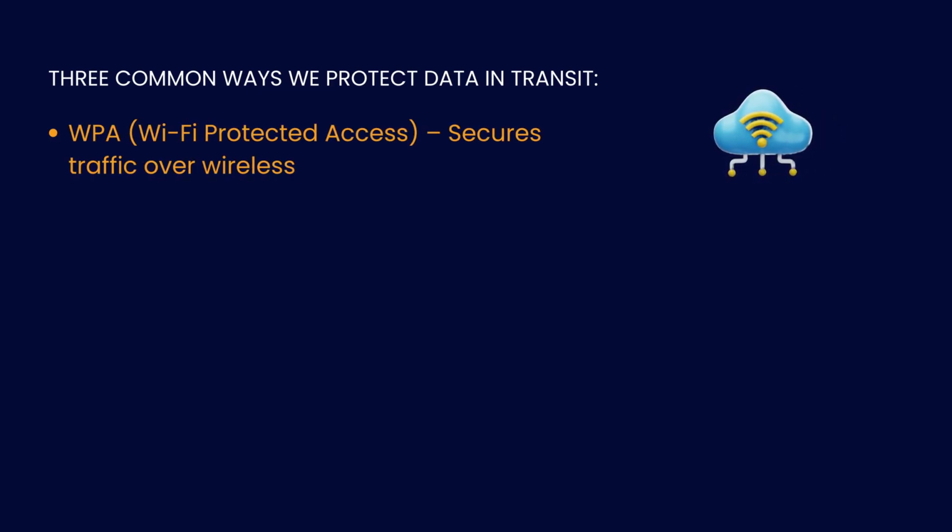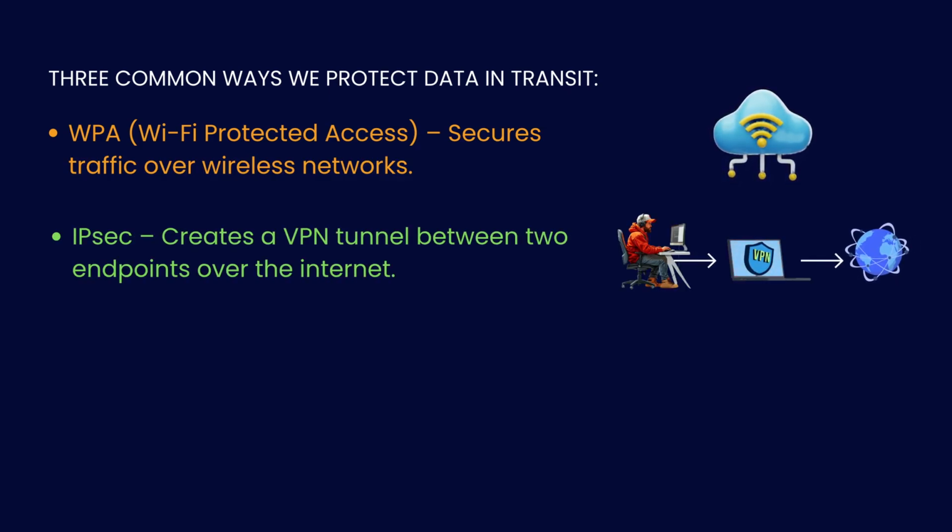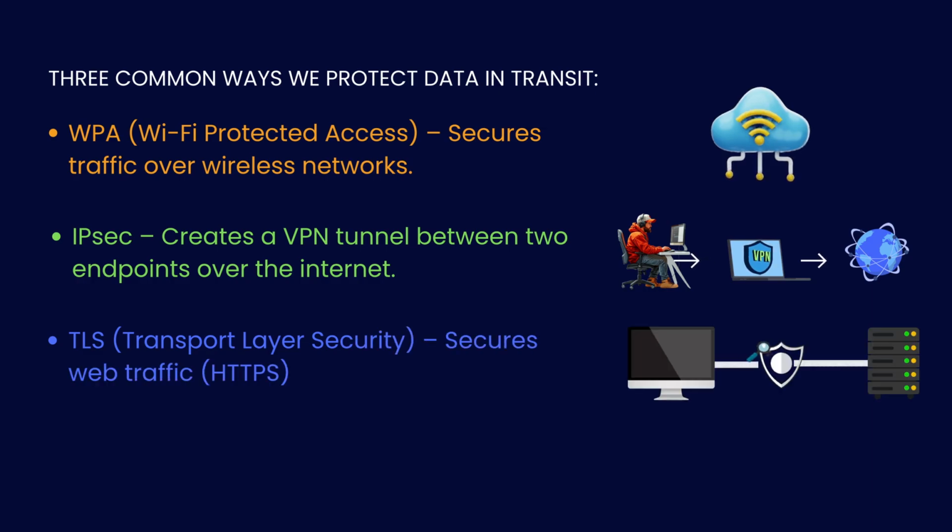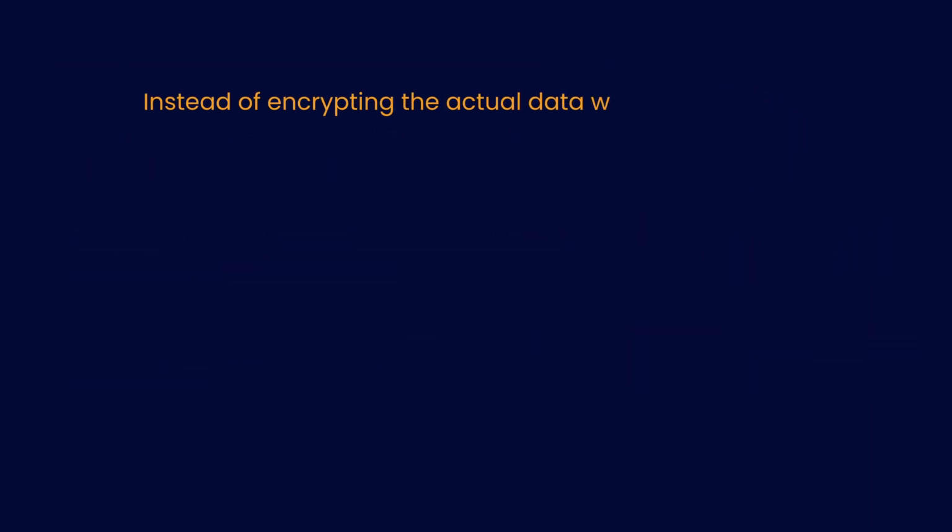You have WPA. This secures traffic over wireless networks. Then you have your IPsec. These are your VPN tunnels between 2 endpoints over the internet. And you have TLS. This secures web traffic like HTTPS, email, and more.